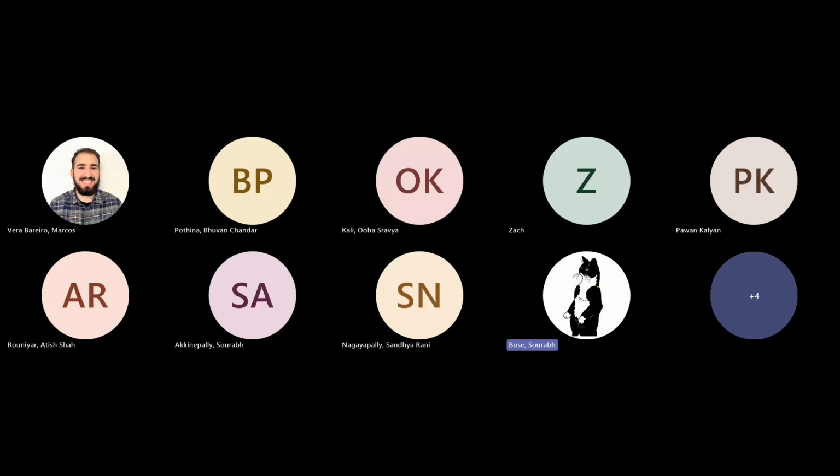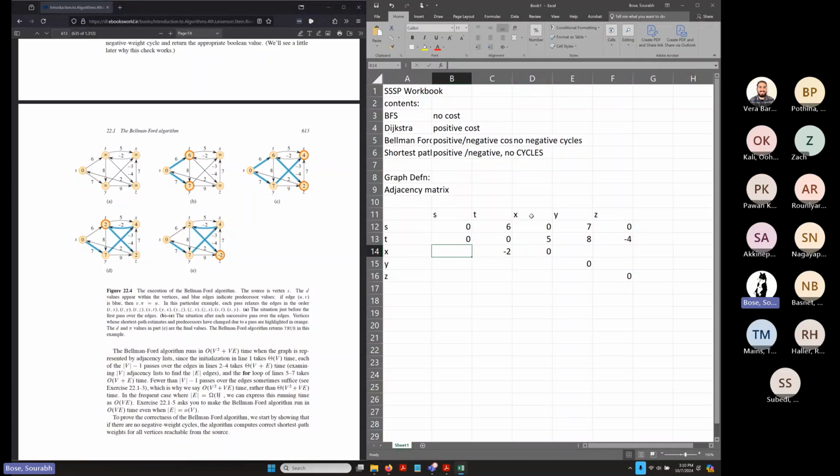From X, we have one outgoing edge to T with a -2. Everything else is a 0. This matrix is not going to be a symmetric matrix. This is going to be an asymmetric one because it's a directed graph and it does not have symmetries in it. Now we have Y. Y has two outgoing edges, X and Z.